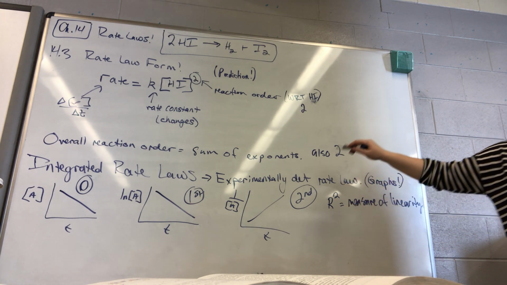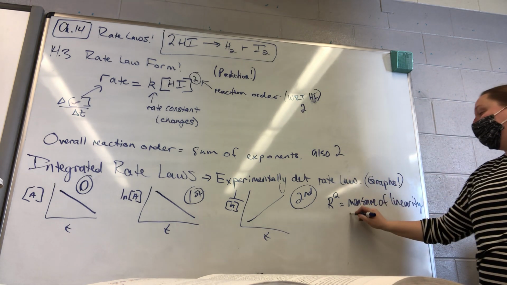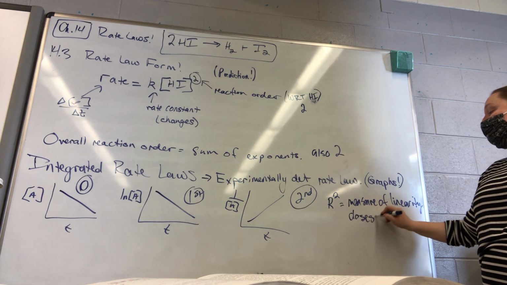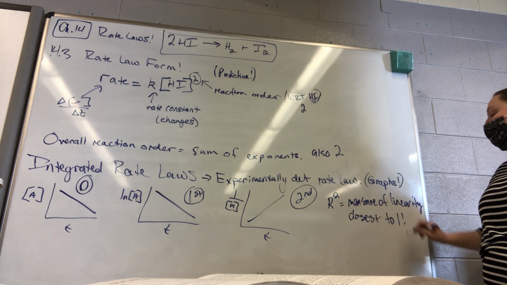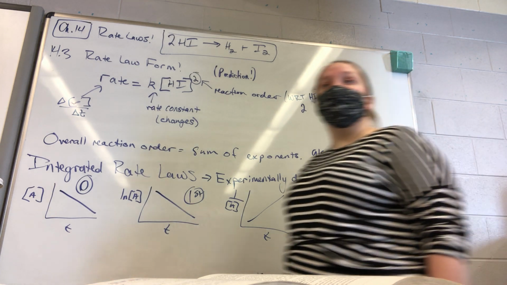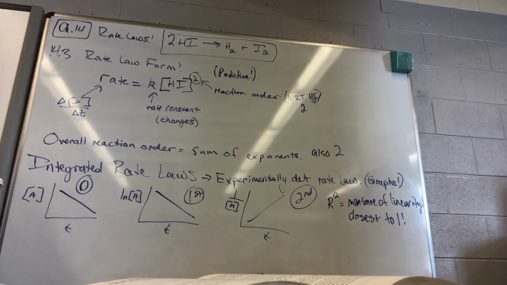All right, so R squared is a measure of linearity. We're looking for the closest to 1. That'll be the thing that is the most linear, if you will. Okay? From there, we also have equations that accompany these.